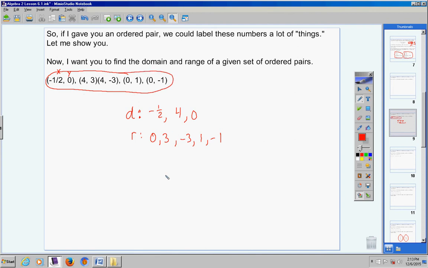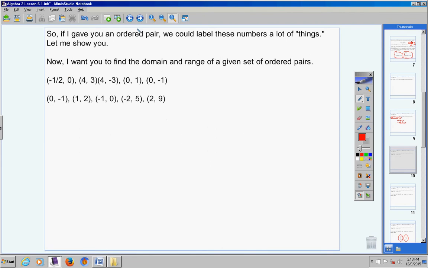Really pretty simple, okay? Alright, now try this one on your own. Pause the video, unless you don't want to. If you want to do it with me, that's fine. But if you want to try it on your own, pause the video now. List out the domain and range, and then play the video and see if you got it right.